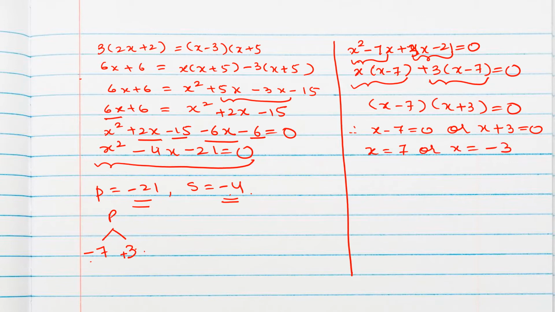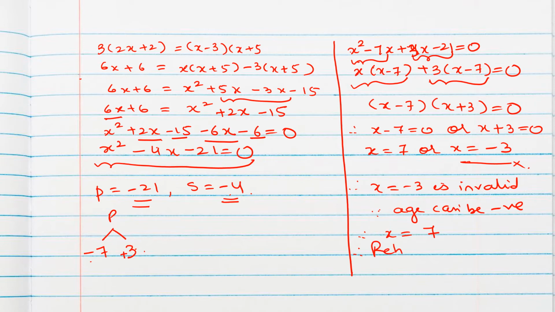Now x we have supposed as the present age of Rahman. So age cannot be negative, isn't it? So we can say x equal to minus 3 is an invalid value, since age can't be negative. Therefore x equal to 7 is the only value of x, and that is Rahman's present age.